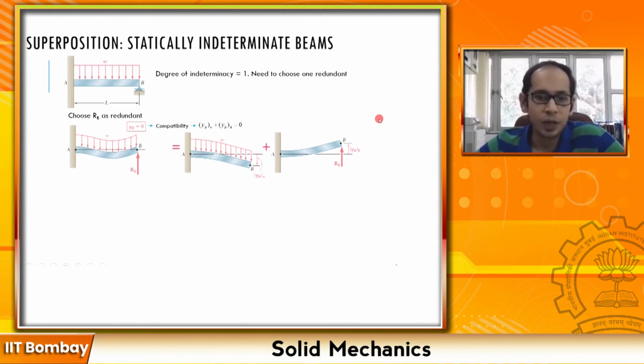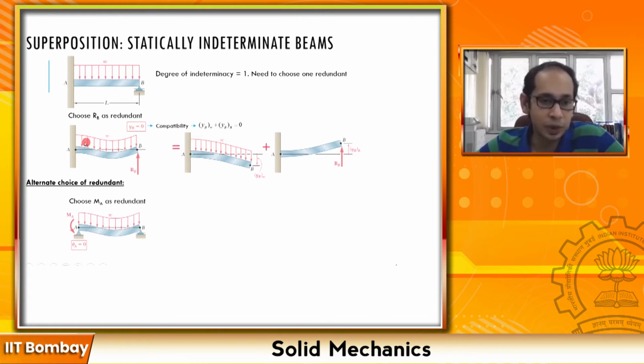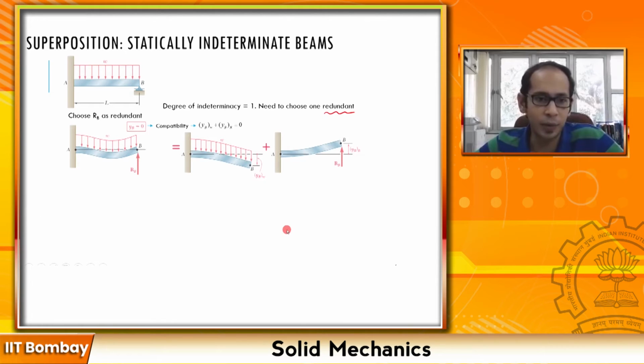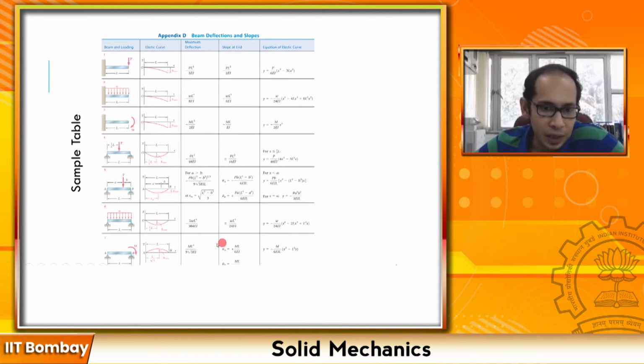So now you can have another choice of redundant. You can choose your moment as a redundant over here. Once you choose your moment as a redundant, you get something like this. It's the same beam that you see over here, but now I can split this into the case where we have a beam with a uniformly distributed load and another beam where you have this moment which is acting over here. Since I have chosen the MA as a redundant, are these standard cases? Yes, this one we saw as a standard case already. Let me go back to the table quickly. You will see you have a case where you have a simply supported beam with a moment at the end, also as one of the standard cases.